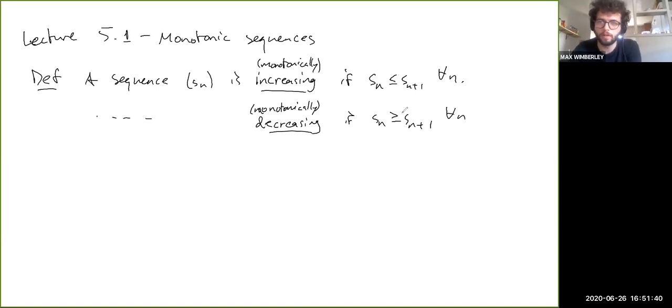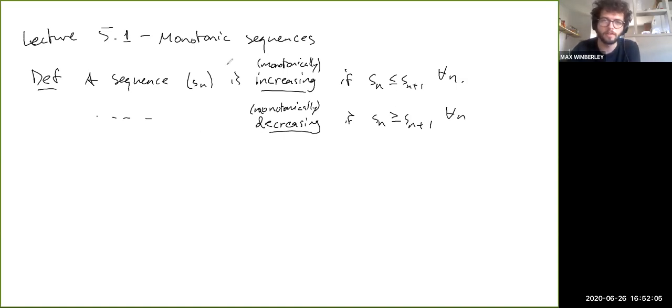Notice that these inequalities are not strict. So actually, increasing sequences are allowed to stay constant, and so are decreasing sequences. So in fact, a totally constant sequence, where the sequence is just the same number at every term, would technically be both increasing and decreasing according to this definition. It's a technicality, but it's a good thing to be aware of.